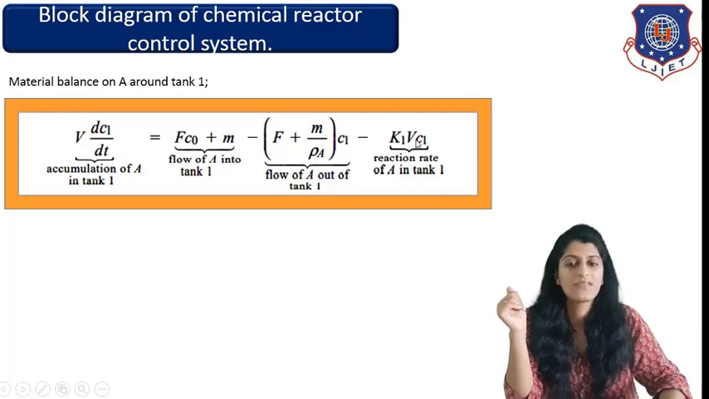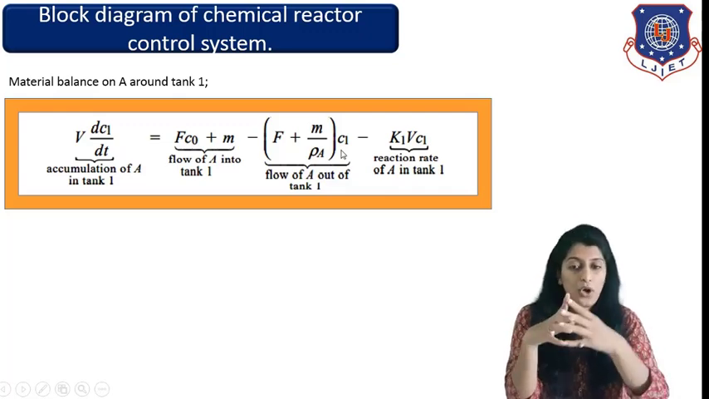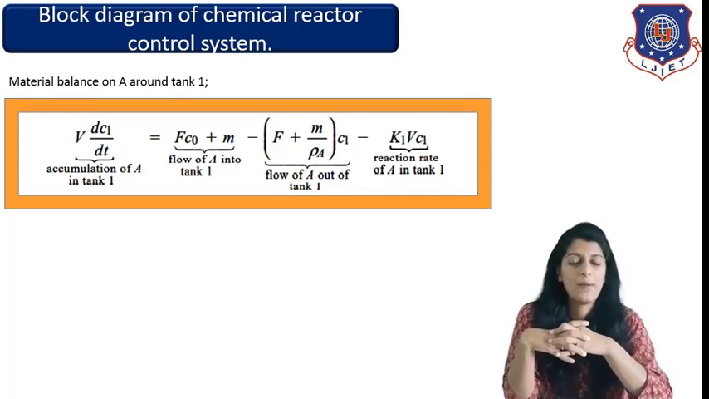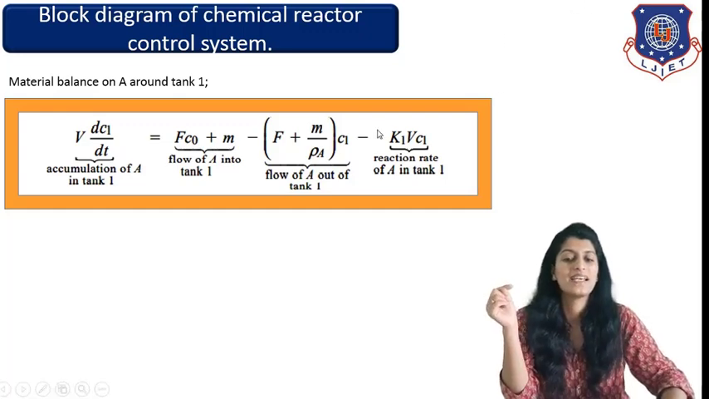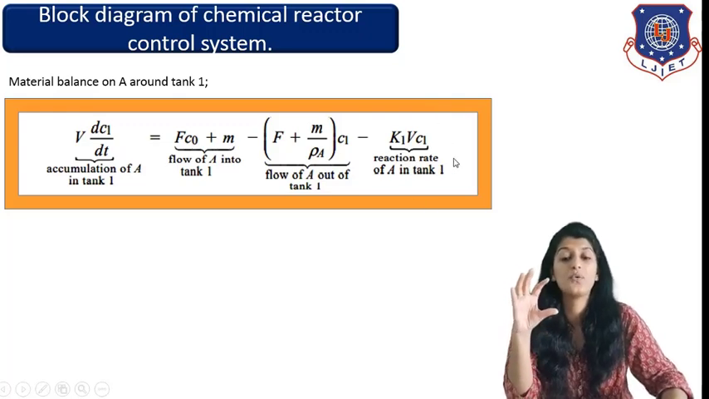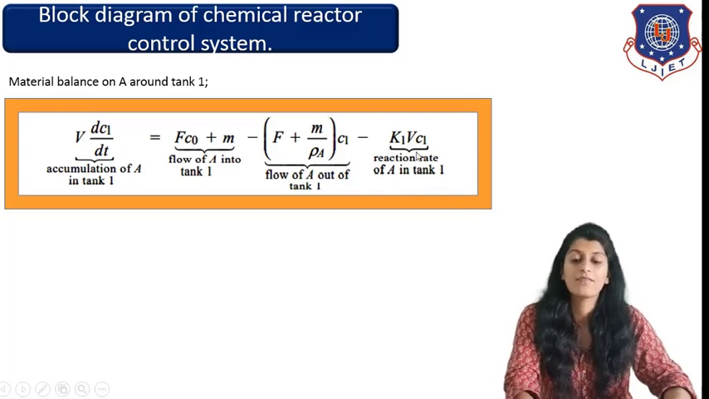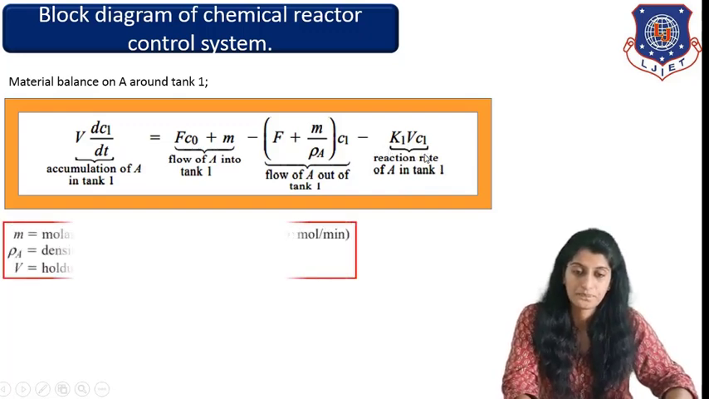Minus K1 V into C1. This is basically the entire amount of product which is formed due to chemical reaction. So K into C is the rate of chemical reaction, multiplied with the volume of reactor, it will give the entire amount of chemical reaction. So K1 V into C1.